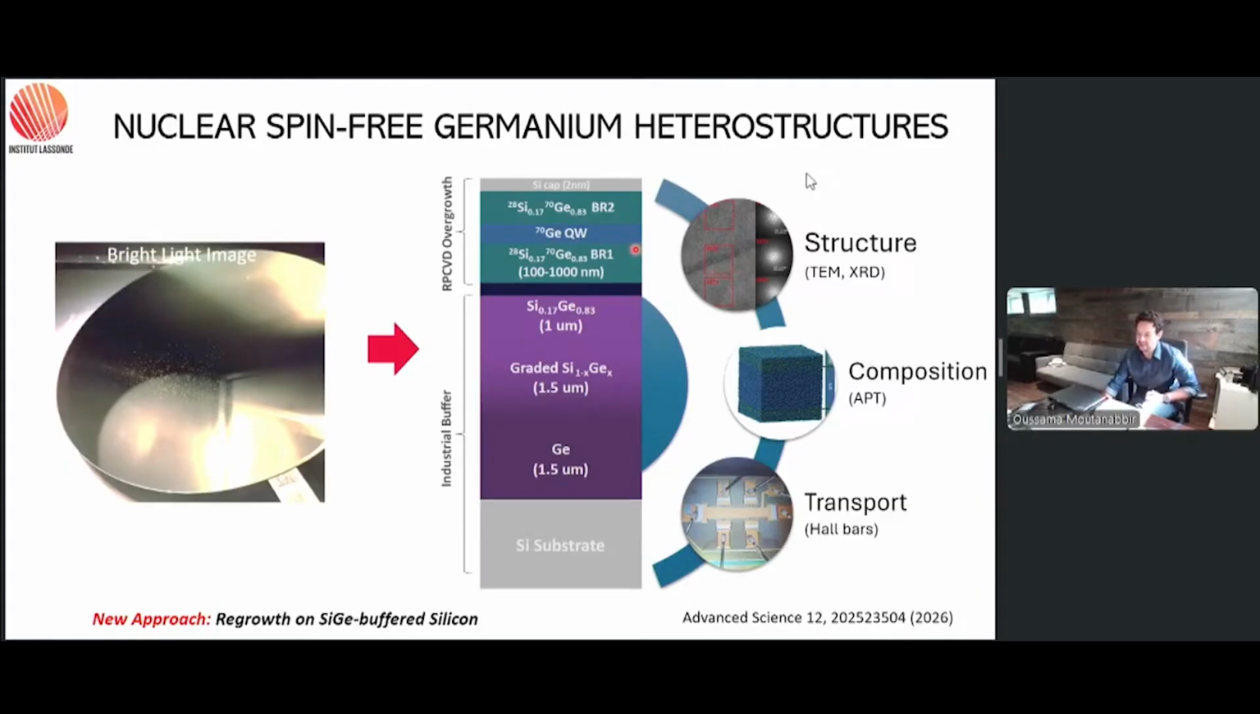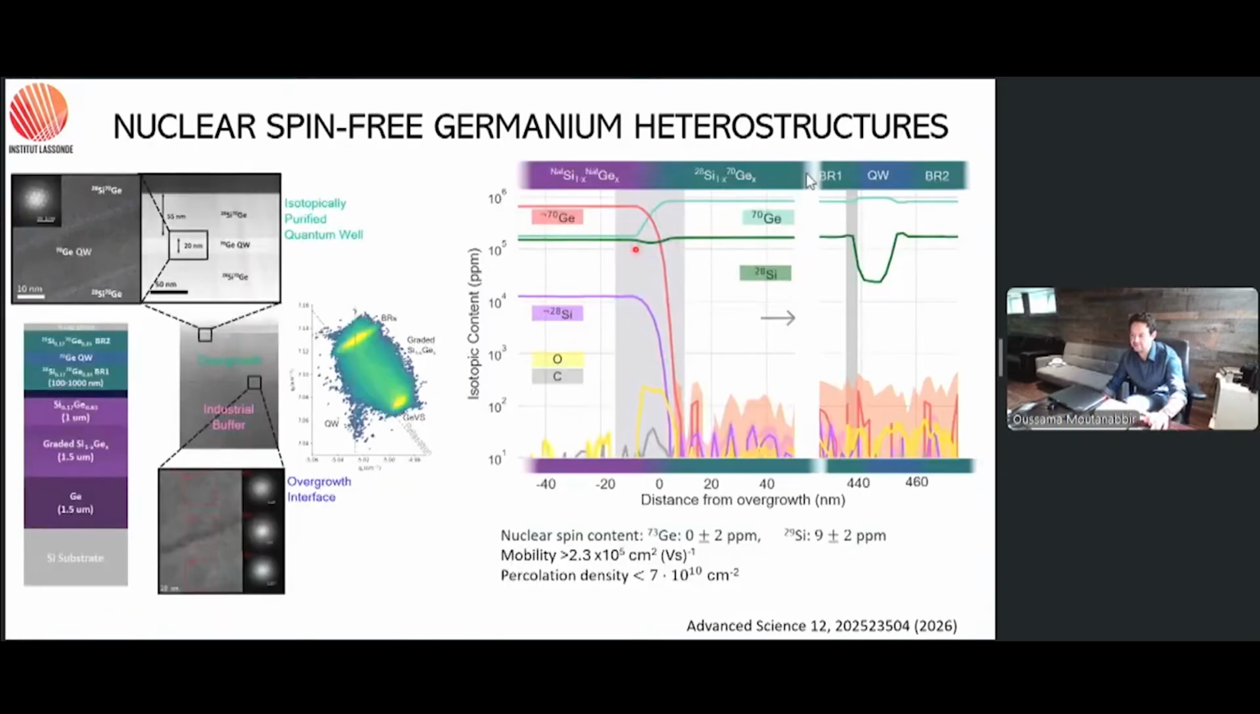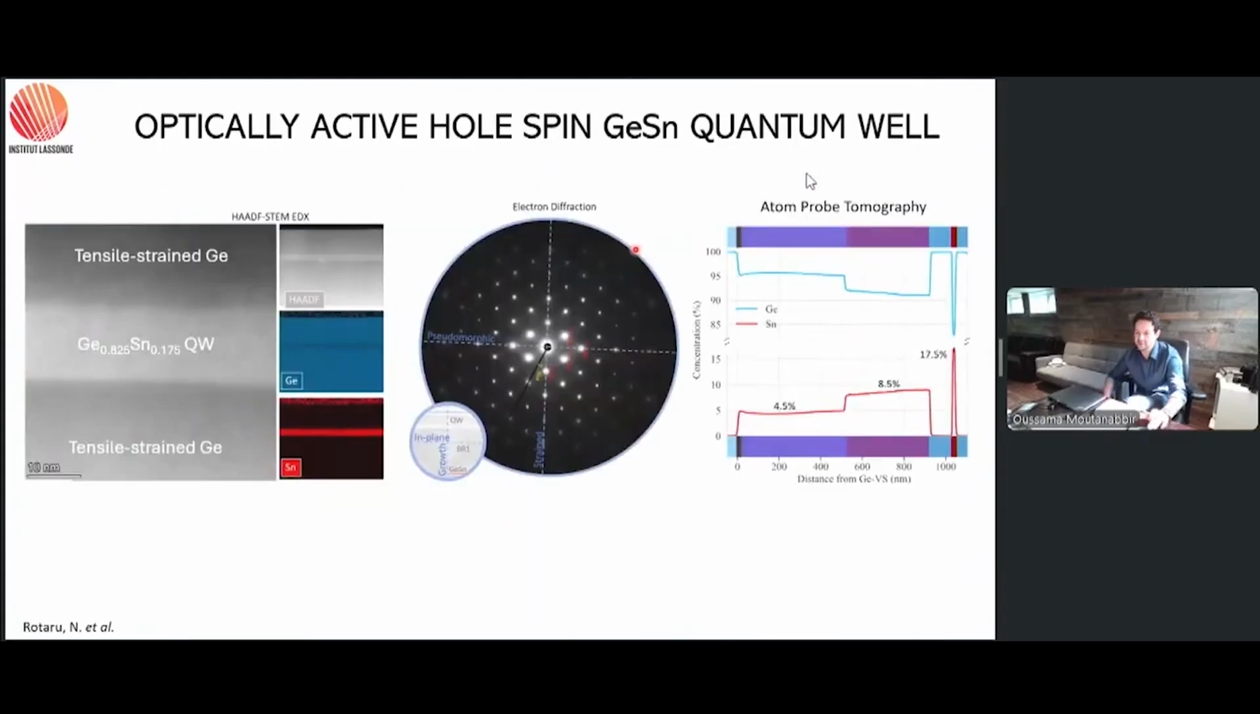For germanium tin direct band gap quantum wells, as I speak now, the students who are measuring the transport of these quantum wells managed to achieve the first stable Hall bars. We don't have data yet for quantum wells that are direct band gap. The challenge, again, is the heterostructure that we are working with.